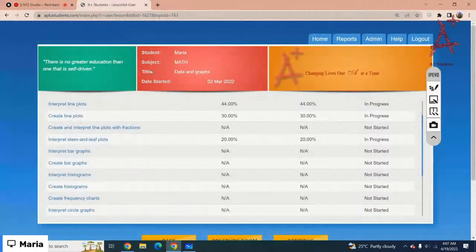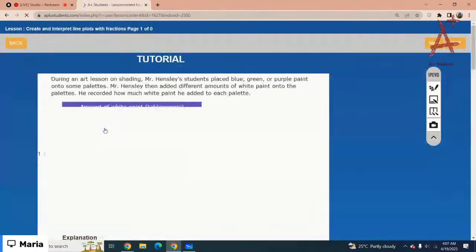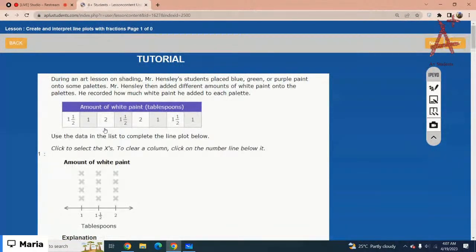Here I am on grade 7 math. Chapter is data and graphs, and here is the lesson create and interpret line plots with fractions. So let's just start with the lesson.